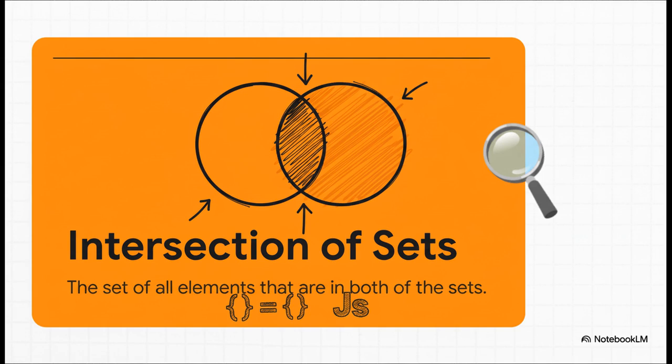Next up, we have intersection. Now, this is kind of the opposite of a union. An intersection gives you only the elements that are present in both sets. It's all about finding that common ground, like finding out which friends you and someone else both know.